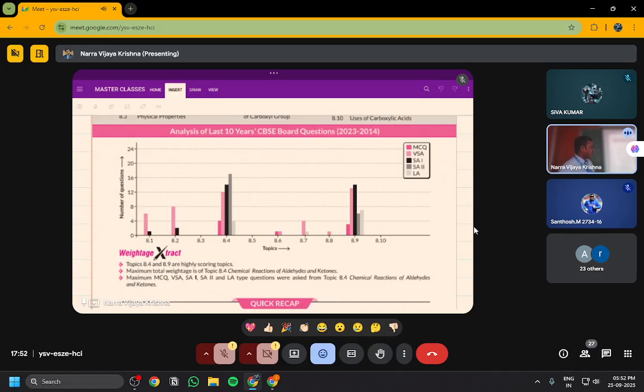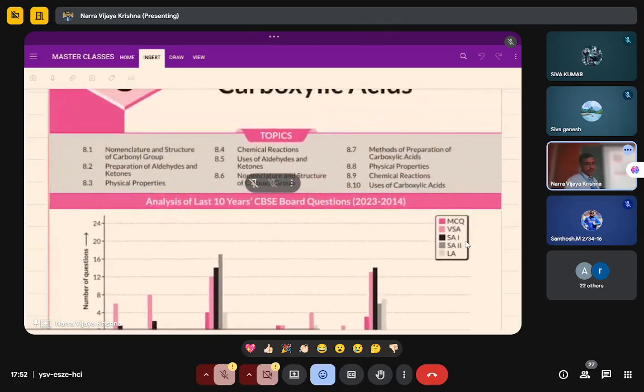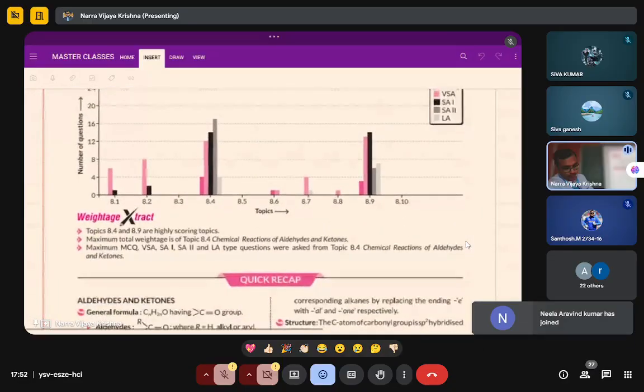What is this? 8.1, 8.2, 8.3, 8.4, 8.7. From 8.1 to 8.10, because this chapter has 10 parts according to your boards. Based upon nomenclature, aldehyde ketones preparation, physical properties, chemical properties, uses, nomenclature and structure of carbonyl compounds, methods of preparation of carboxylic acids. This is about aldehyde ketones. That 8.6 is about carboxylic acids and derivatives. Then physical properties, chemical properties, uses. So from 8.1 to 8.10, see the weightage.